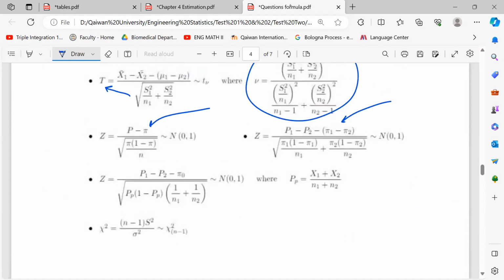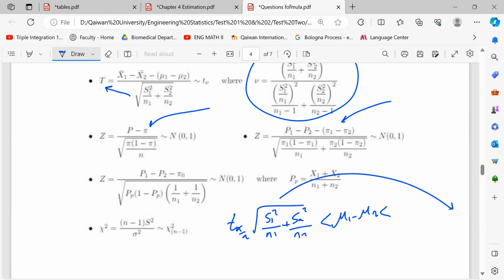t of alpha over 2 times the square root of s1 squared over n1 plus s2 squared over n2.